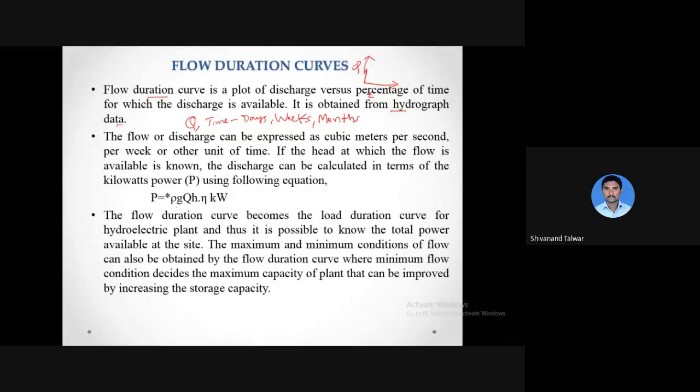Then we can find the power by using rho g Q H, multiplied by the efficiency eta, and this will be in terms of kilowatts. If you plot the graph between power P and time, then that will become the load duration curve. So this was about the flow duration curve.